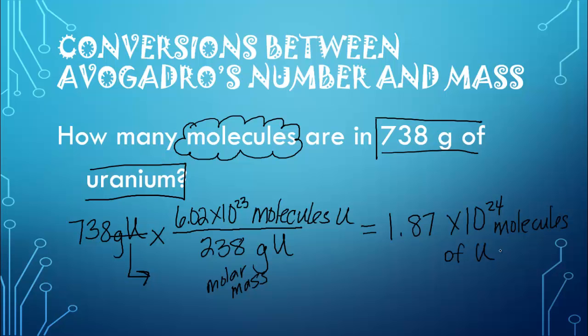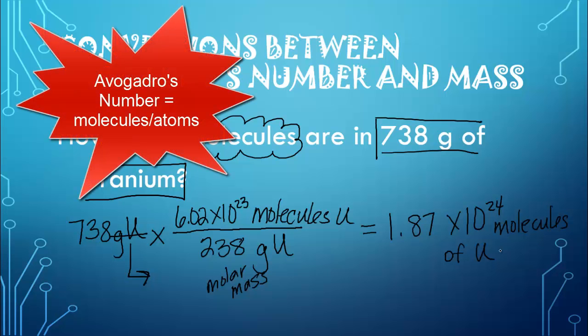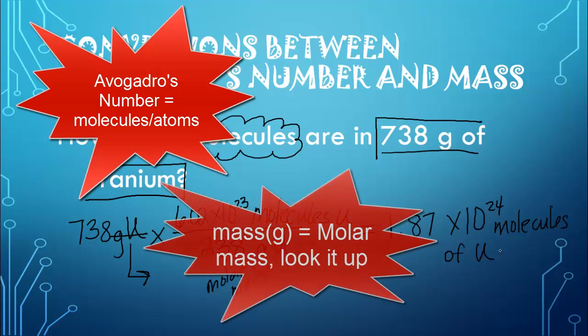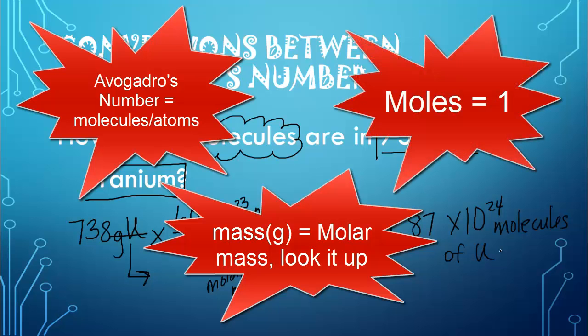The things you want to remember is that molecules always goes with 6.02 times 10 to the 23rd, or atoms, or formula units, or particles. If you're using grams, you're always looking up the molar mass of the substance. And if you are using moles, you're always using 1. So those are the things to remember when you are doing conversions. You always want to cancel out whatever you start with, which means it goes on bottom. Whatever you are looking for goes on top.